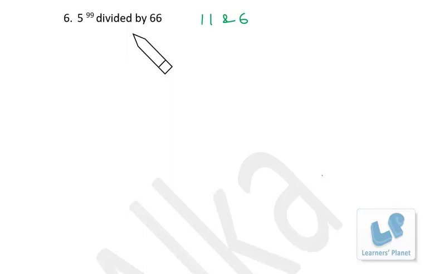Now 5 raised to 99 divided by 11, what is the remainder? And 5 raised to 99 divided by 6, what is the remainder? So you have to find out the remainder in each case. Now from 5 to 6, the relationship is very easy because 5 can be written as 6 minus 1. 5 raised to 99 can be written as 6 minus 1 raised to 99. So the remainder will be minus 1 raised to 99. So I can say minus 1, right?